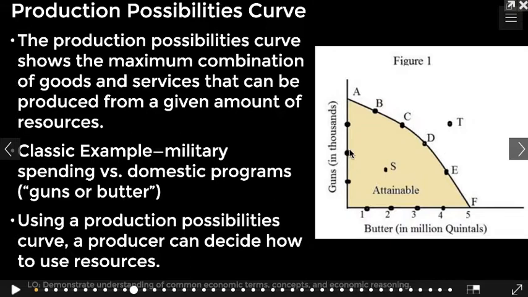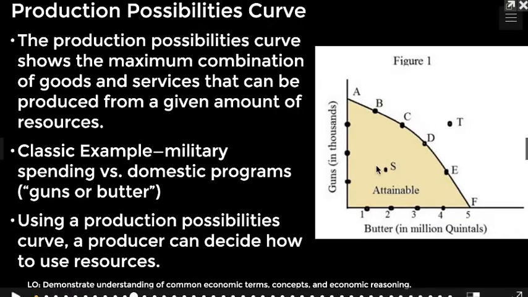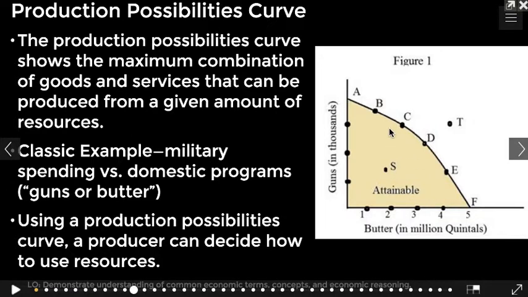So you can look at this curve and you can see over here along this axis you have the guns in thousands. In other words, your military spending. And over here, butter, or domestic spending, in million quintals, and then what you have here is this curve. Each of these points, A, B, C, D, E, and F, represent some mix of what can be produced.